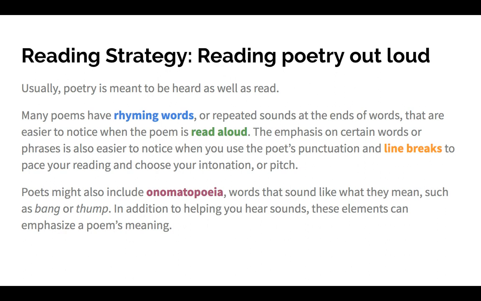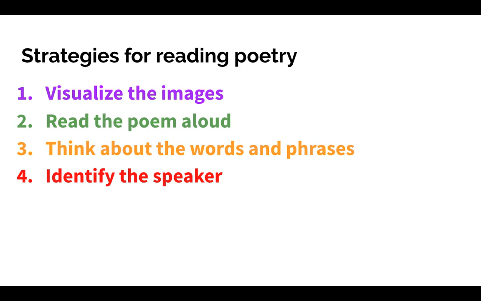So, going on to strategies for reading poetry. These strategies can be applied to any poem, and it's just something to think about. First thing, visualize the images. If there are any images provided with the poem, what does that do to help you better understand what's happening, or what the poem might be about? Also, read the poem out loud, which we just talked about. Think about the words and phrases. Think about why the author chose to use certain words or phrases and how that affects the meaning. And then lastly, identify the speaker. The speaker is who is actually talking in the poem.